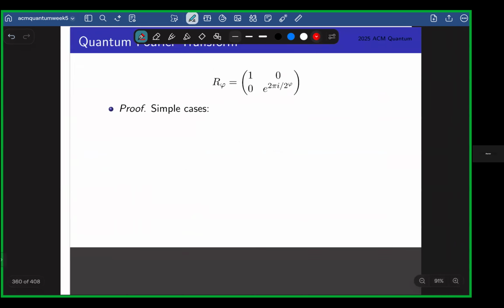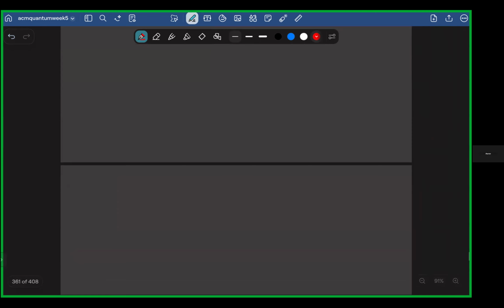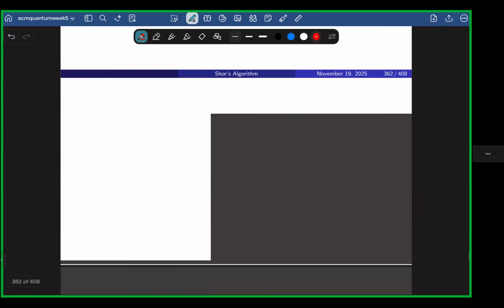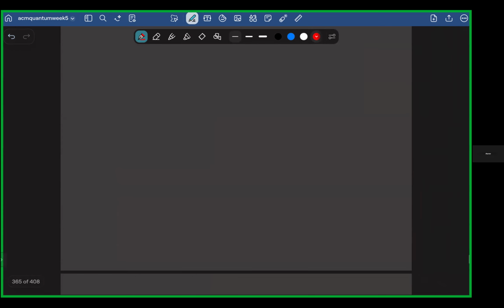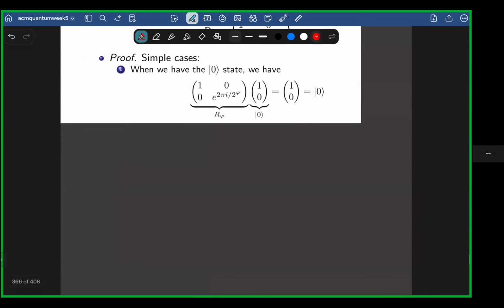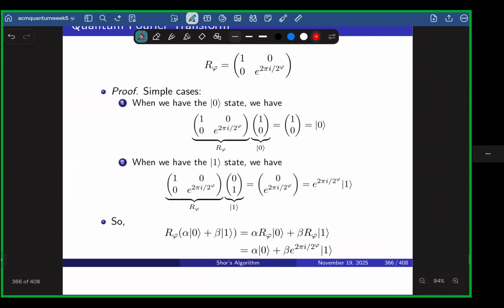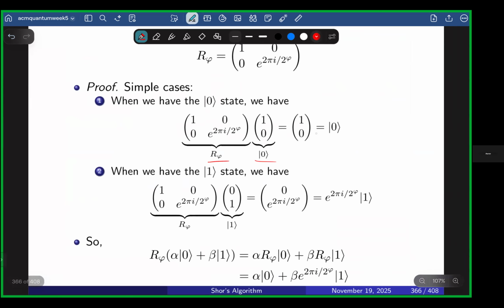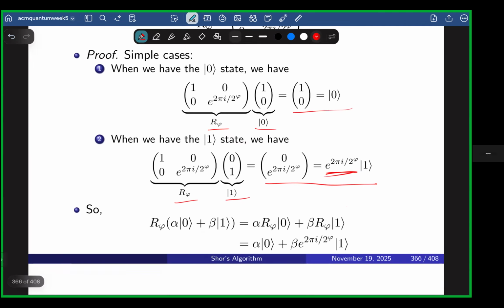Proof. You just do the cases of 0 and 1. If we apply this R on 0, we get the 0 state. If we apply this R on 1, we get the 1 state back with its phase. So it's just doing matrix multiplication. You believe me on that? All right, nice. And remember again, that's all we need to know because if we're to apply it on some superposition, we can use linearity.